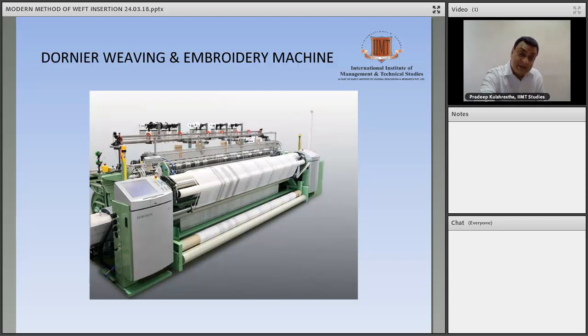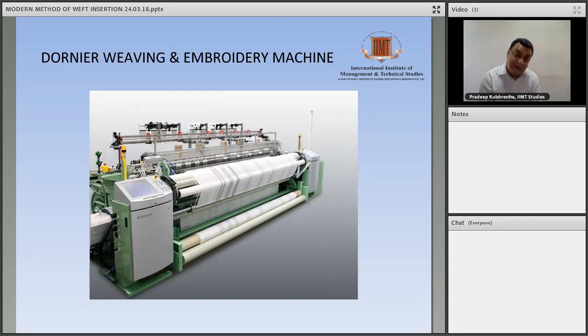Now Dornier weaving machine with embroidery. Earlier embroidery was different, weaving was different, but Dornier from Germany has brought a revolution by making the common machine. So as per the requirement, here they are doing the embroidery, here they are doing the weaving. So these machines are also very much coming in the market, but they are rare. But for composite application, demand is there.